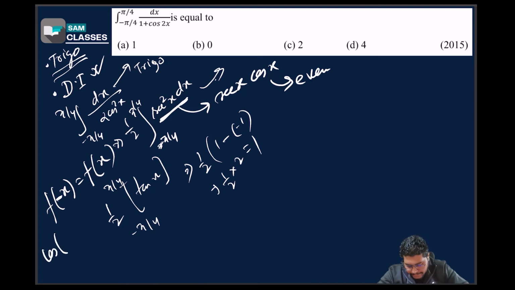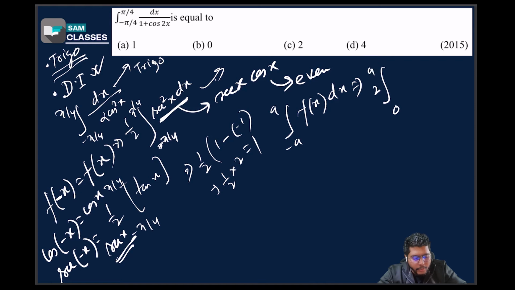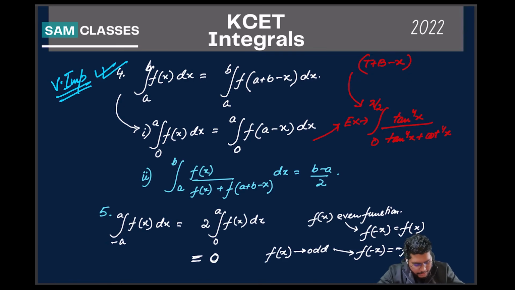So cos of minus x is equal to cos x. Even secant of minus x is equal to secant x. Correct. Done. So minus a to a f of x dx can also be written as 0 to a 2 times f x dx. That's it. So we also remember this definite integral formula. We can check the formula list for the even parts here. And directly we can do.